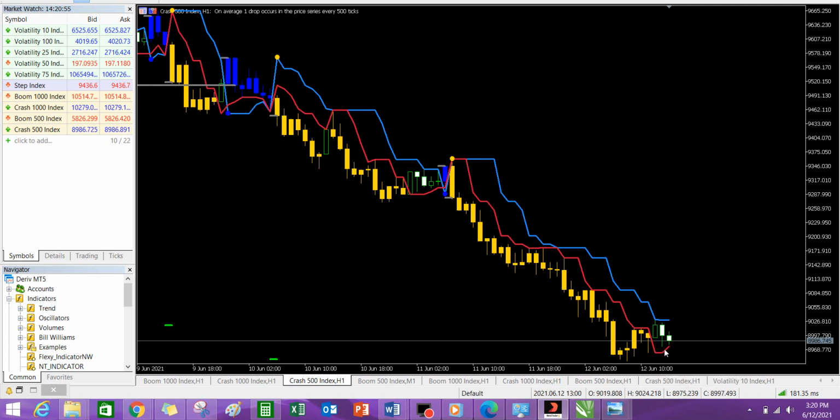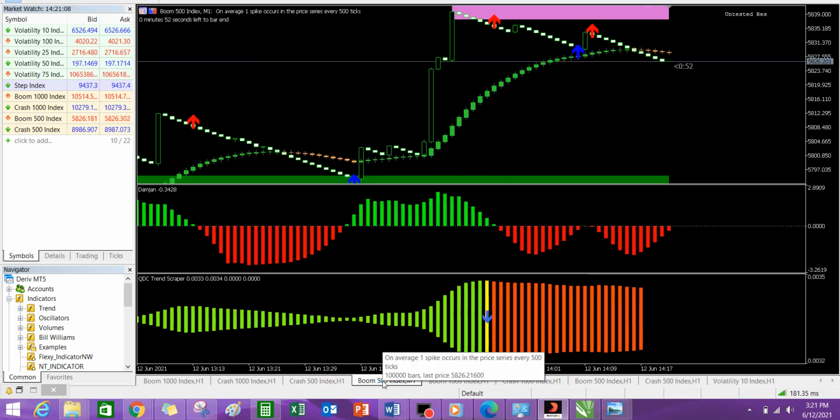But right now it is yet to break it, so definitely it is still on downtrend. So you wait for it to declare the direction before you jump into the trade. So let's check out what is happening with Boom 500.